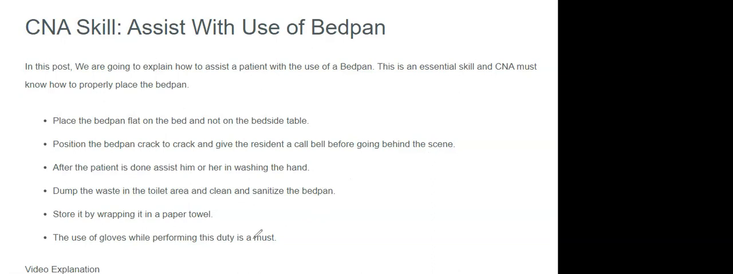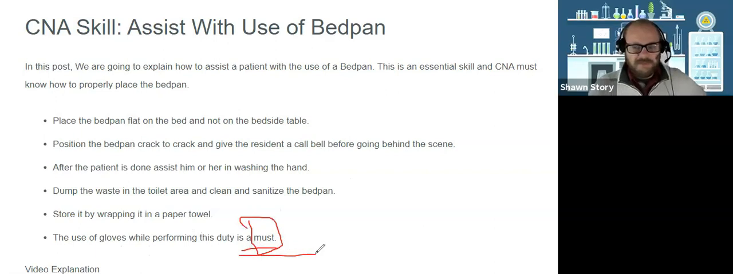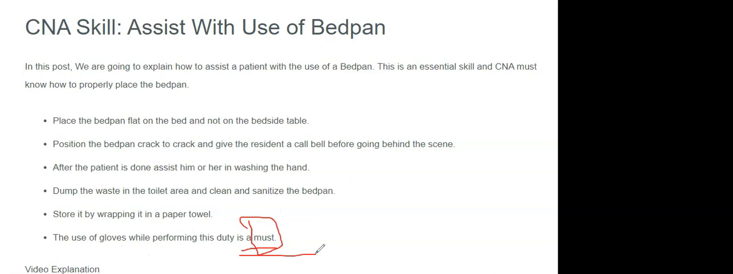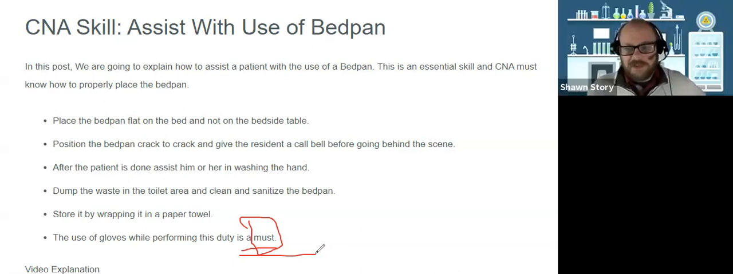After the patient is done, assist him or her in washing the hands. Dump the waste in the toilet area and clean and sanitize the bedpan. Store it by wrapping it in a paper towel. The use of gloves while performing this duty is a must. Why is it a must? Because you're going to touch fluids on this one. Yes. Whenever bodily fluids are involved, gloves are a must.